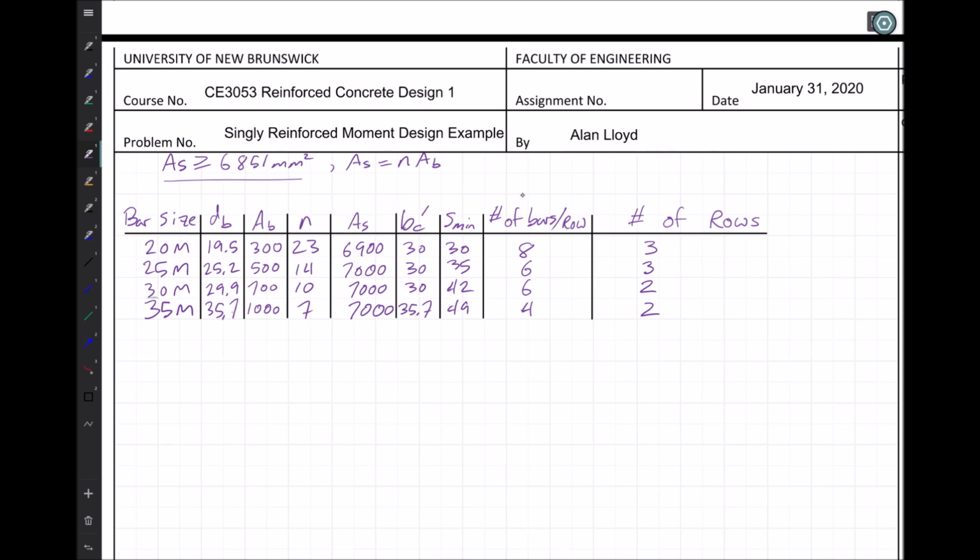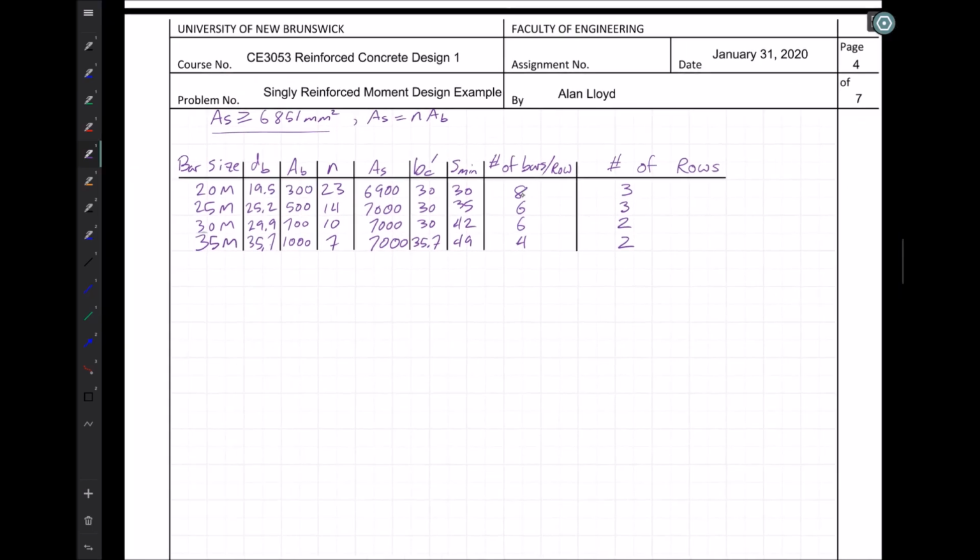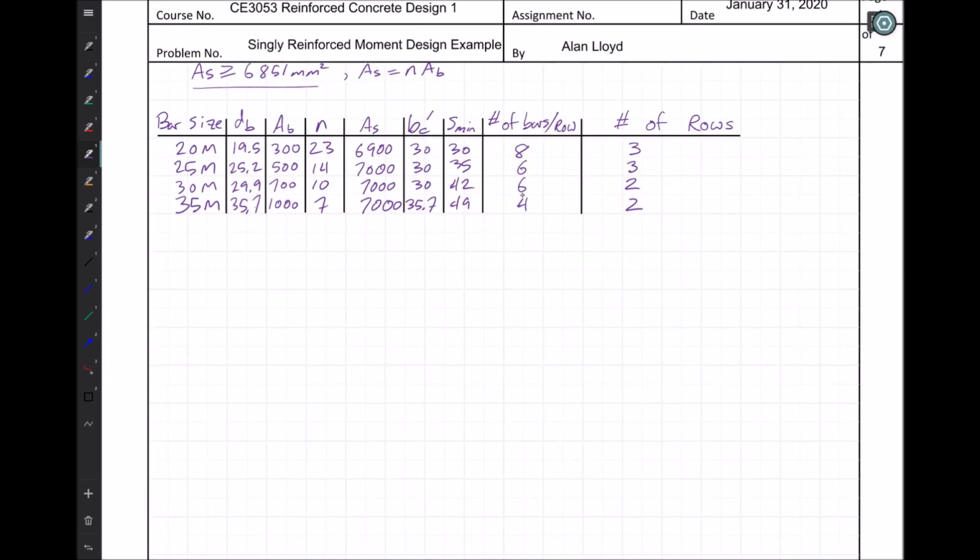This is enough information for us to make some educated choices around the bar sizes that we're going to use for this design. If we take this 20M bar, we're going to need 3 rows to fit them all in there. And this will be an awful lot of steel to tie in place. It'll cost a lot of money to tie it. And the location of these bars, I'm not going to draw them all here, but this would be a sketch for the 20Ms.